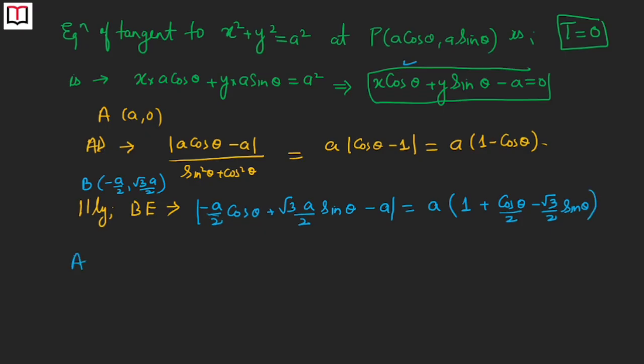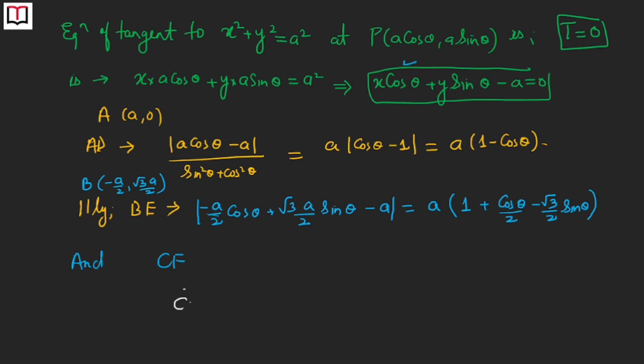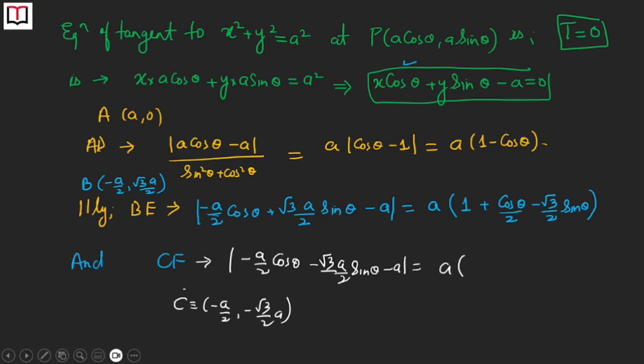Likewise, we can go for CF. The coordinates of point C are minus a by 2, comma, minus root 3 by 2 a. So what will be CF? Again, it will be minus a by 2 cos theta minus root 3 a by 2 sin theta minus a. Take a common, and since it's a mod, it has to be positive. So a times 1 plus cos theta by 2 plus root 3 by 2 sin theta.